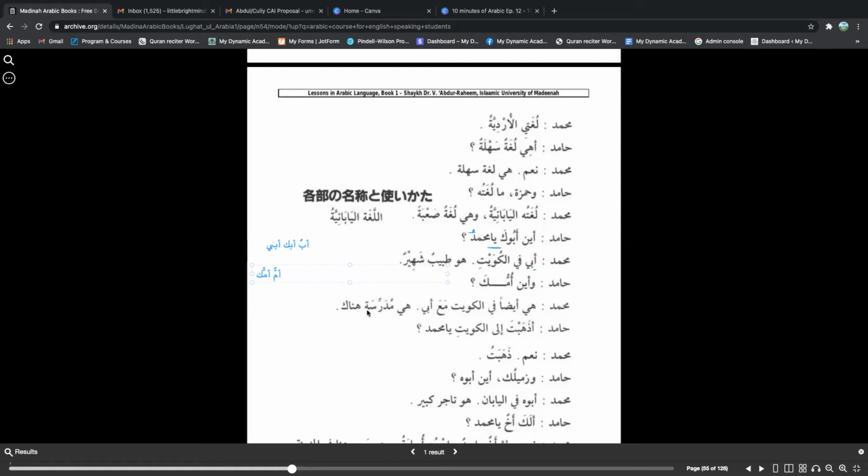So notice the ta marbuta, because we're talking about a female teacher, right? We're talking about his mom. So she couldn't be a mudarrisun. So when you add that ta marbuta, remember to put a fatha under this last letter in the word. So you put a fatha under the seen. And when you add the ta marbuta, mudarrisatun. Here, mudarrisatun hunaka. Okay.